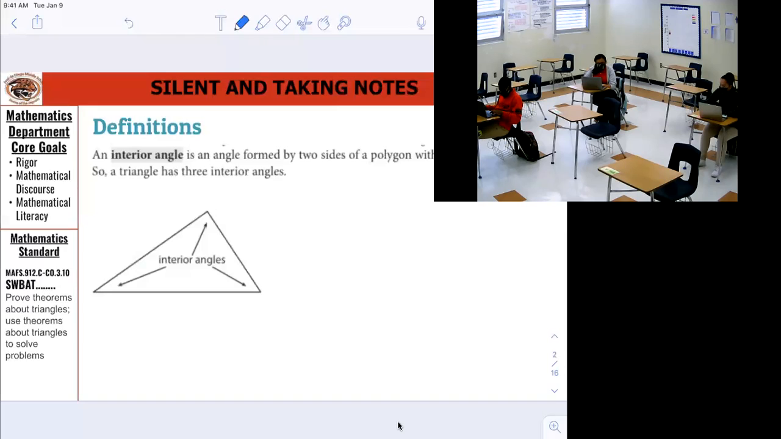Can I have a volunteer read for us the definition of an interior angle? An interior angle is an angle formed by two sides of a polygon with a common vertex. So a triangle has three interior angles. Good. All right, go ahead and write this definition down. And you can also draw the little diagram to help you out when you're studying. It's always good to have diagrams. I'll give you about 1 minute.